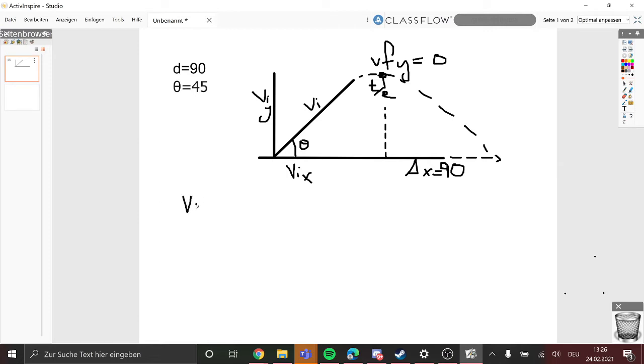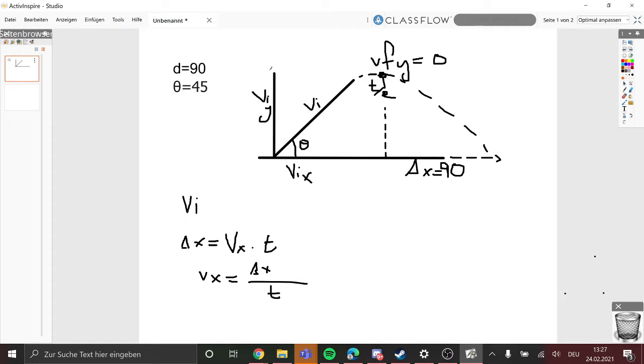So now, how do we actually set up the solution? We are trying to find Vi. We know that delta x can be represented in the form of the initial velocity of x times time. So conversely, we can denote Vx as delta x divided by time.